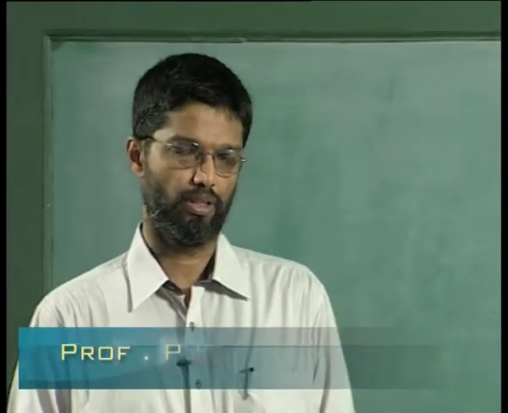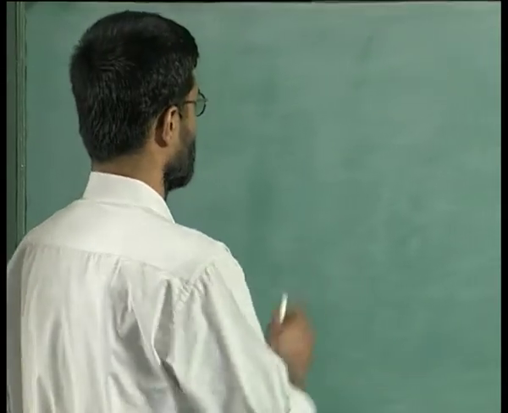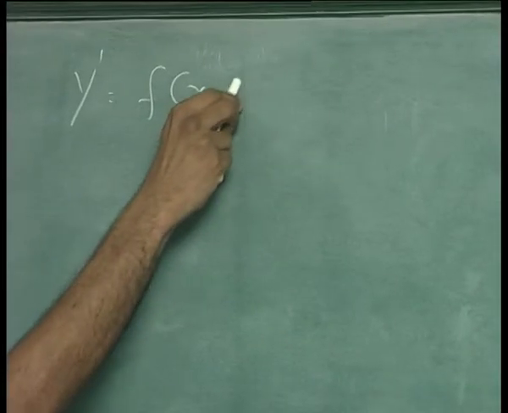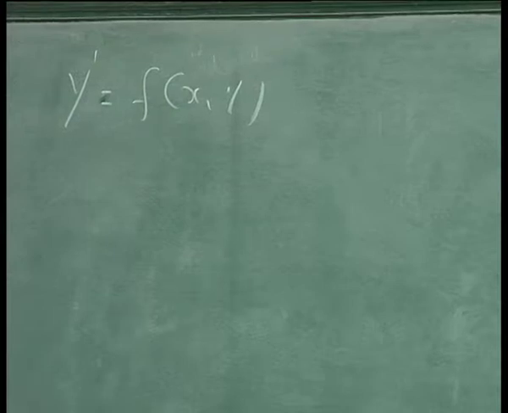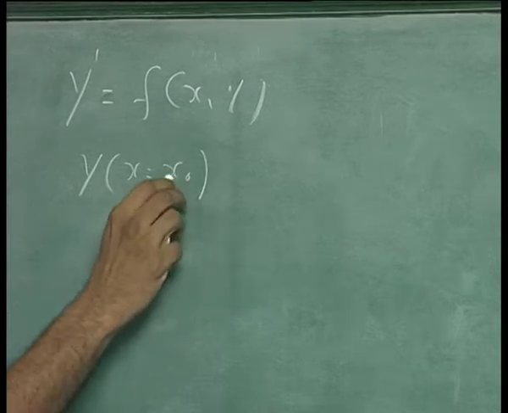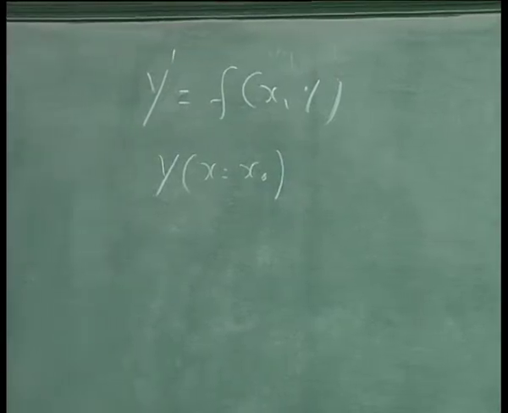So far we have been looking at numerical solutions of differential equations of the form y prime equal to f of x comma y, first order differential equations with some boundary conditions specified at x equal to x naught, that is, in the beginning of the interval. And we looked at three different methods, actually four different methods, two of them being on the Runge Kutta scheme.